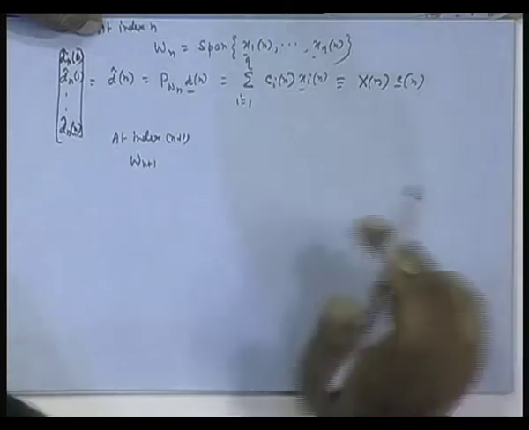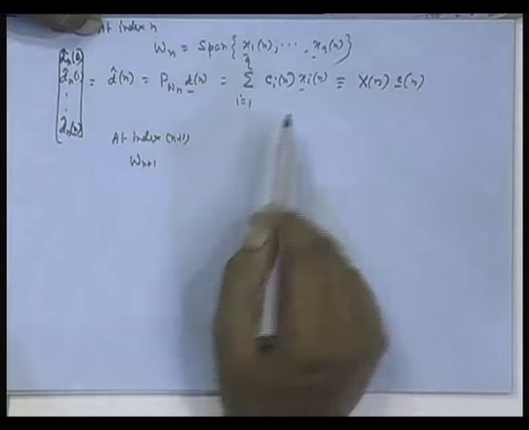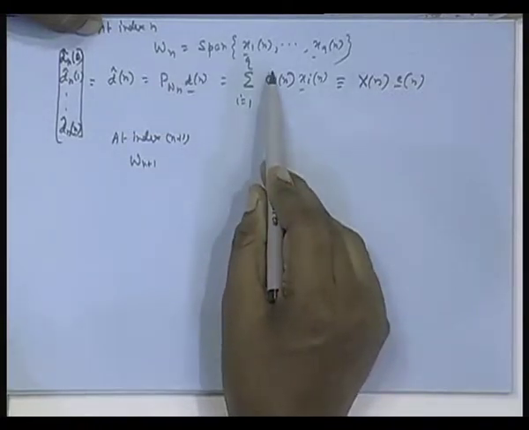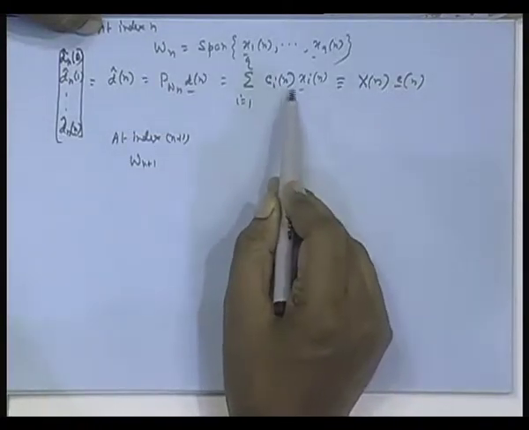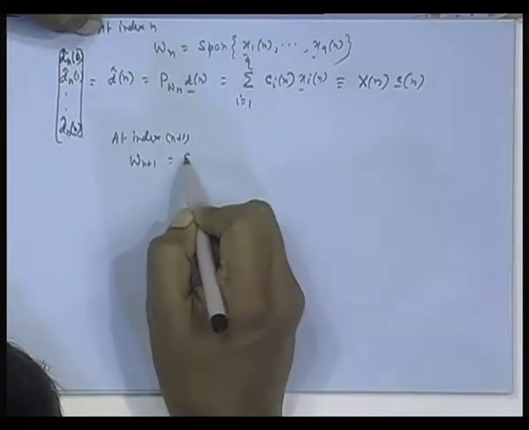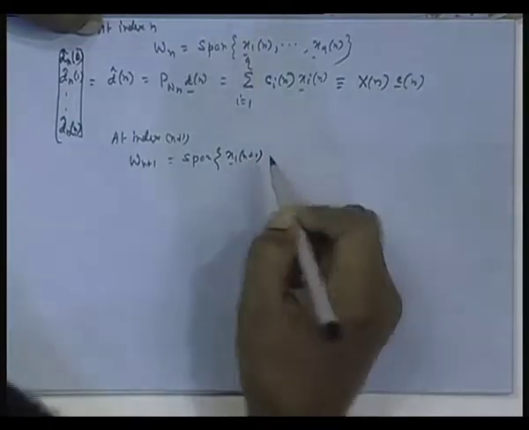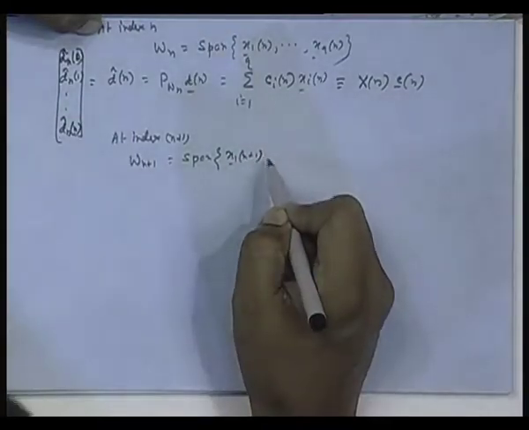Okay, that is fine. But suppose at index n plus 1 you want to do the same thing to obtain the better estimate, CI n plus 1. That means that time your entire thing will be the span of all vectors, and the length is n plus 2 now.